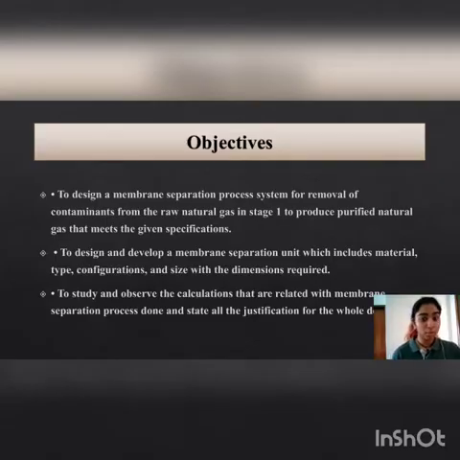Let's look into the objective of the project. First is to design a membrane separation process system for the removal of contaminants, as said before, and to design and develop a membrane separation unit which includes material, type, configuration, size and dimension which are required, and to study and observe the calculations that are related to this membrane separation process with the justification.